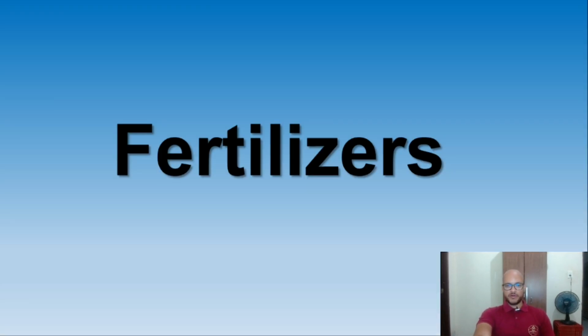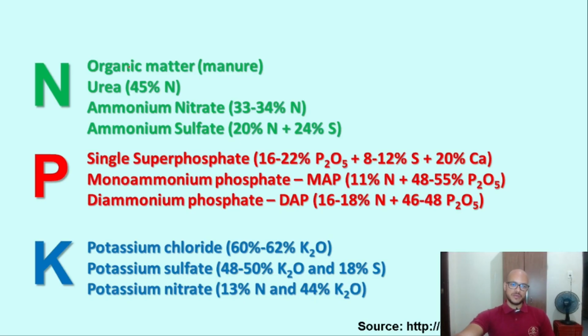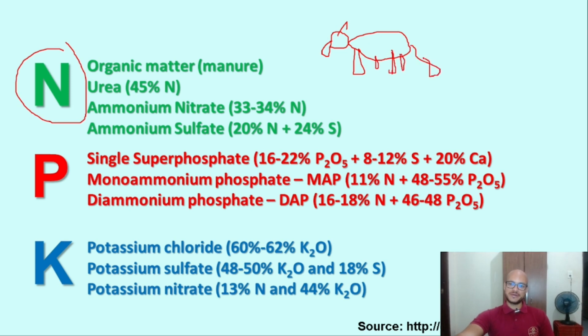And to provide these elements or these nutrients, we need fertilizers. And we have many fertilizers. For example, for nitrogen, we have organic matter like manure. Manure is like a cow. Okay, so that's a cow, and the cow, oh, it's manure, okay? And you have urea and ammonium nitrate and ammonium sulfate.